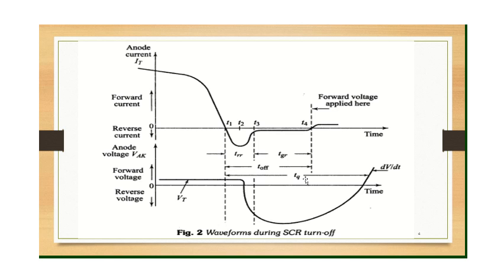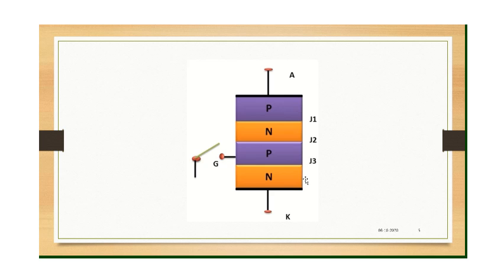Okay. So just to wrap up now, to turn off the device, what's the procedure? As I just mentioned, when the device is already conducting and there is sufficient anode current flowing through, then even if you remove the gate signal, the device will not turn off. So to turn off, what do you have to do? You have to bring this anode current to zero or below holding current.